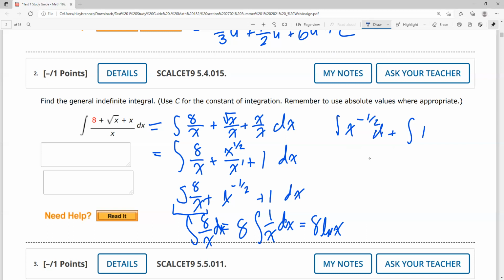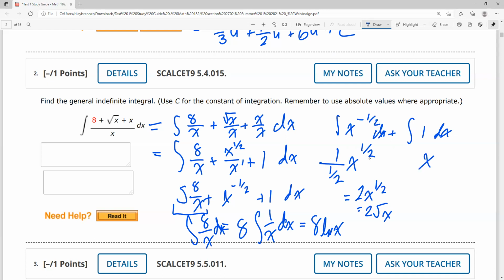These are pretty straightforward. You just use our power rule right here, right? So you add 1 to the exponent. So negative 1/2 plus 1 becomes 1/2. And then you put 1 over 1/2. Right? You always put 1 over the new exponent. That simplifies out to 2x to the 1/2, or better yet, we like writing this as 2 root x, okay? And then as for the last one right here, the integral of 1, that'll just be x.